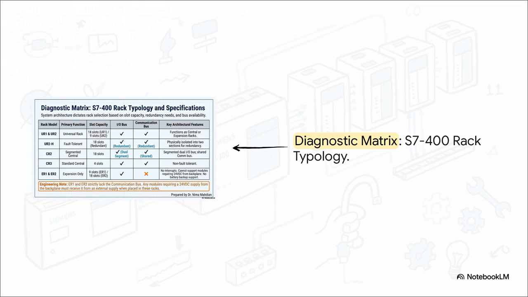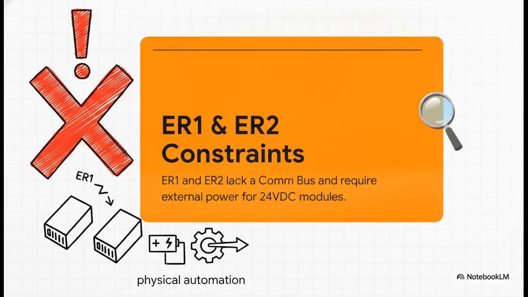These are your expansion racks. And the absolute key thing to remember about ER models is that they explicitly lack a communication bus. That is a massive distinction. In fact, I want to deliver this engineering note with the utmost emphasis, because missing this tiny detail will literally break your physical automation setup.